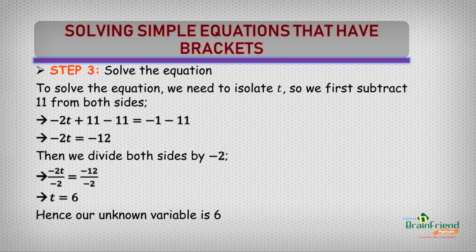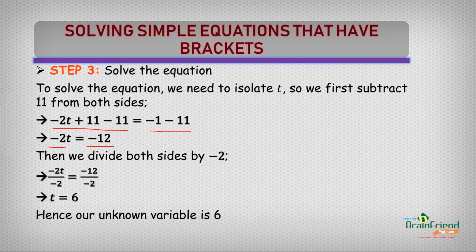Now, we solve the equation. Remember, when we are solving the equation, we need to isolate our unknown variable, which in this case is t. Now, we do that by first subtracting 11 from both sides, which will give us minus 2t plus 11 minus 11, which is equal to minus 1 minus 11. This will give us minus 2t is equal to minus 12.